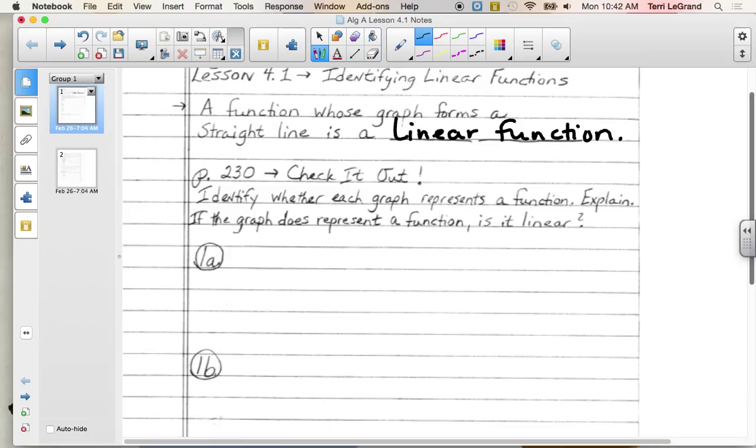The directions for this, we're going to be doing the check it out problem 1A, 1B, and 1C at the bottom of the page. The directions say, just what I've written there on your notes: identify whether each graph represents a function and explain. So right now they're not even asking you if it's a linear function. They just want you to decide if it's a function or not. And we learned how to tell from graphs whether they were functions or not. Then the second part of the direction says, if the graph does represent a function, is it linear? So if we decide it does represent a function, then we're going to take it one step further.